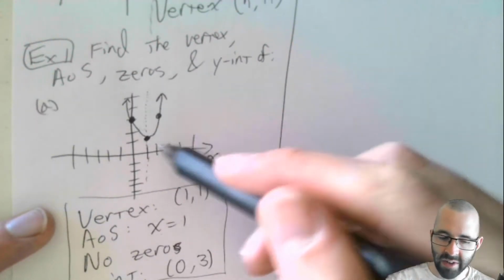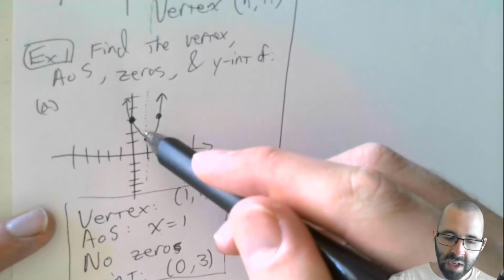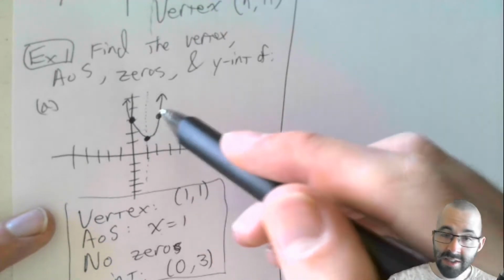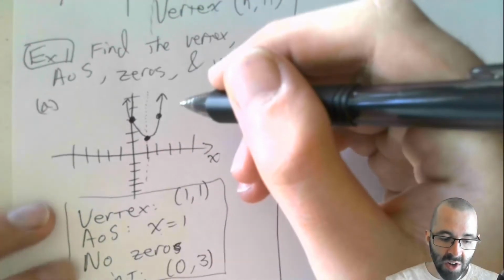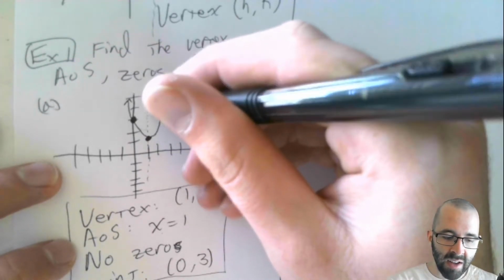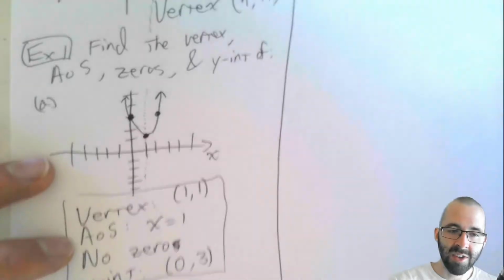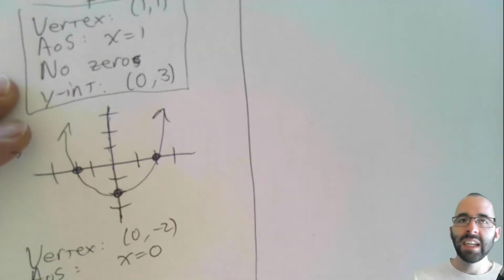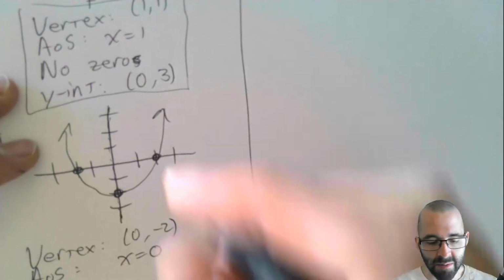This was not an even function because it's not symmetric about the y-axis. It's symmetric about something. It's always going to be symmetric about the axis of symmetry. But if the axis of symmetry is the y-axis, then it's also an even function. So remember that even and odd functions will also be on your exam.